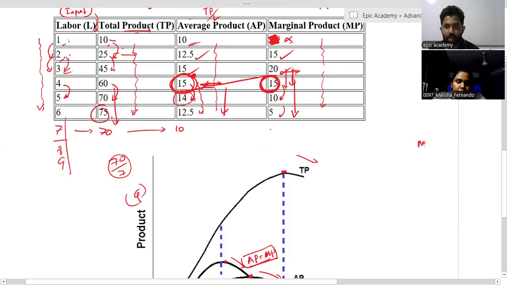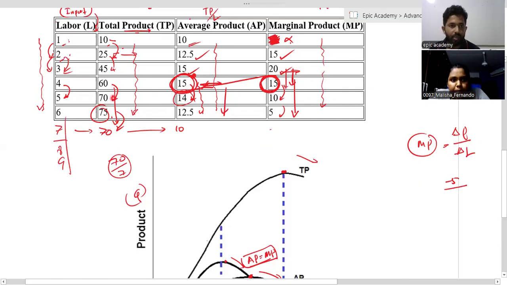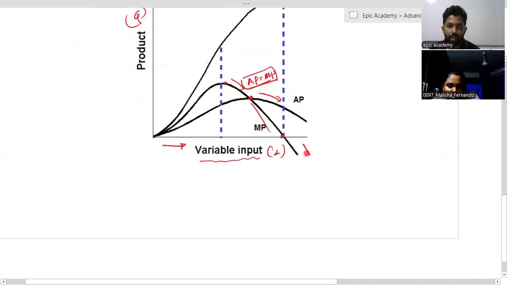And what happened to the marginal production? MP is delta TP divided by delta L. Delta TP, the difference between 75 and 70, is minus 5. The difference between 70 and 75 is plus 5, but this is minus 5. The value reduced, so minus 5. So what happened to the number of input? Only 1. Minus 5 divided by 1 is minus 5. So it becomes a minus value. That is why it becomes a minus value.